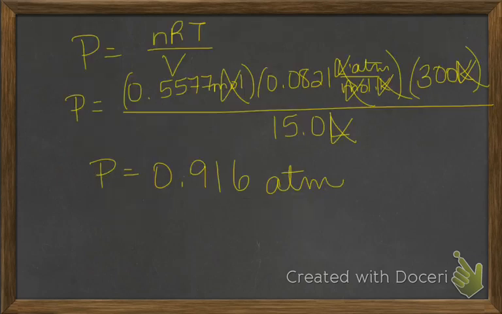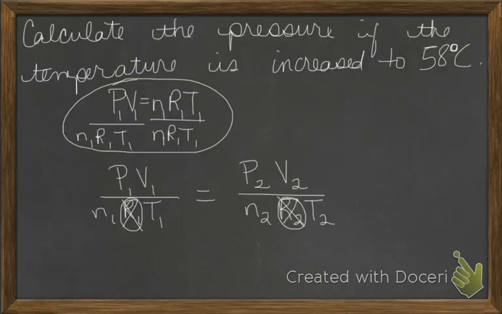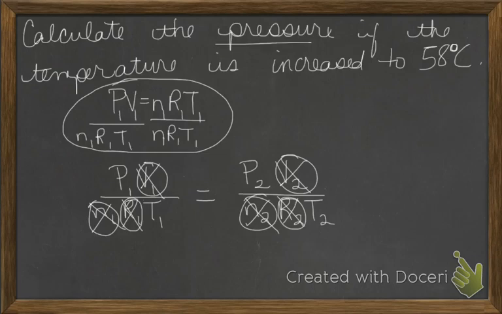The volume will be the same because the original problem said it's a 15-liter tank, and in this question we're just saying the same tank, we're just going to increase the temperature. So since that's not changing, V1 and V2 are the same. The amount of gas is not changing either. We've got the same amount of propane. Pressure is changing because the problem says calculate the pressure when we change to this temperature. So that's another way to approach it. We can see that pressure and temperature are the only things changing, and what we have derived is P1 over T1 is equal to P2 over T2.